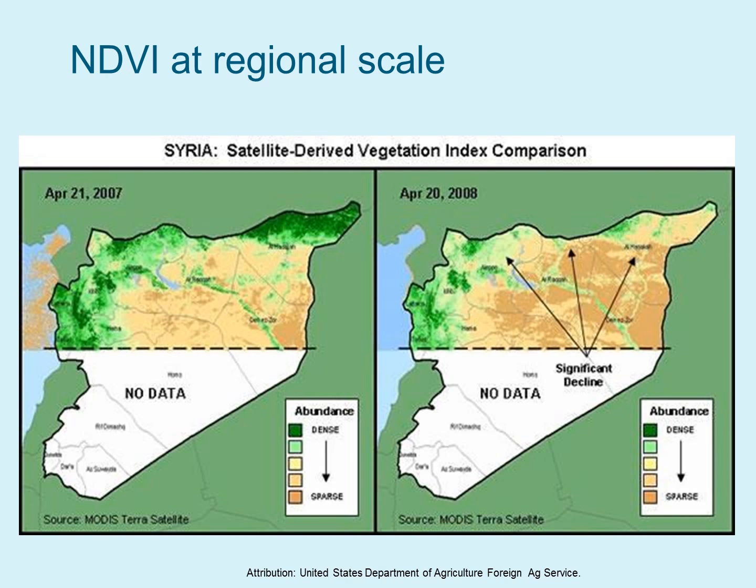We can also use NDVI at various scales, from global to regional scale. This is an example of looking at NDVI for parts of Syria. You can see we're comparing 2007, when there was significantly more greenness in the northern parts of Syria, as compared to 2008, when there was significantly less greenness.